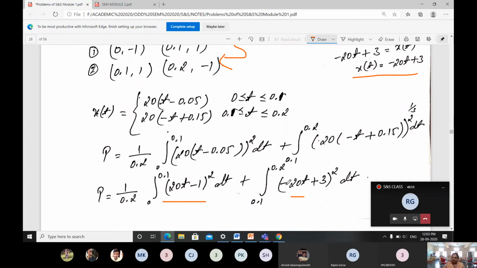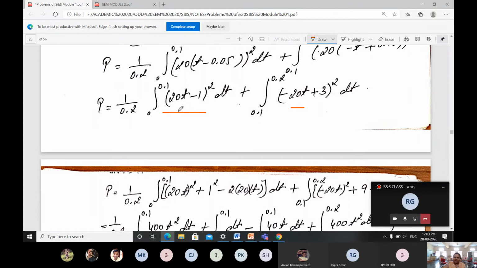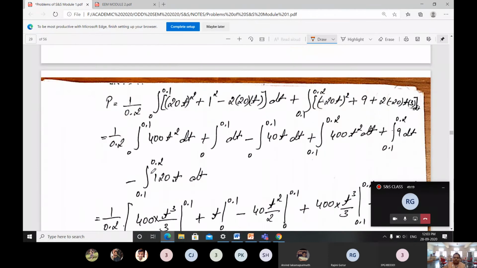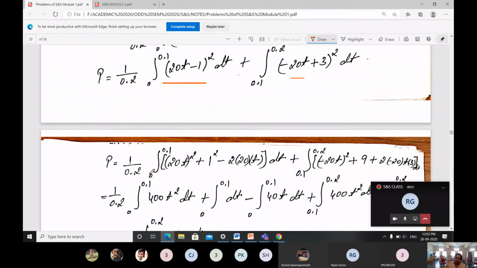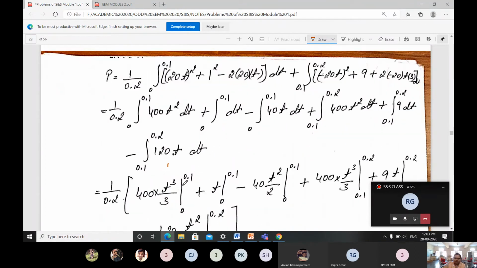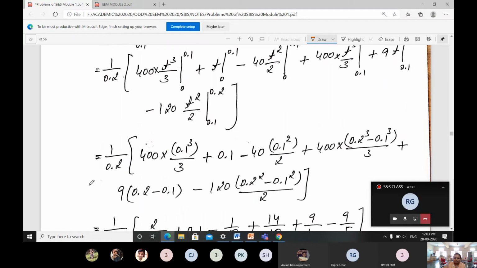20t minus 1 whole square, then minus 20t plus 3 whole square. Next, as usual, apply a minus b whole square. Here also a minus b, or else you can write 3 minus 20t, then a minus b whole square you can apply. After applying, take the integration of each factor, then apply the limit. You will be getting equations like this.